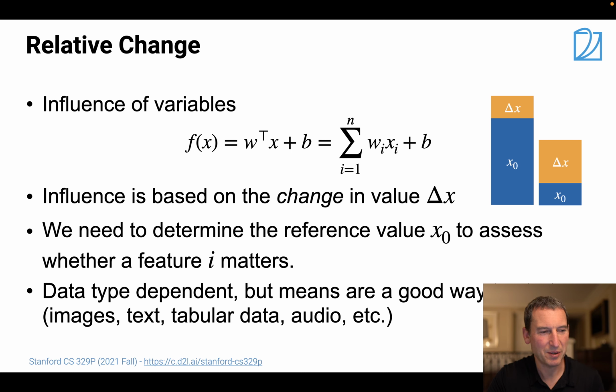So let's start with the issue of having a good reference term. Let's say we have this influence of variables, W transpose X plus B, which is the sum over i of Wi Xi plus B. Then the influence should really be based on the change in the value, so delta X, as opposed to X proper. And as such, we need to determine what the reference value X naught is, such that we can compute delta X, because delta X is X minus X naught.